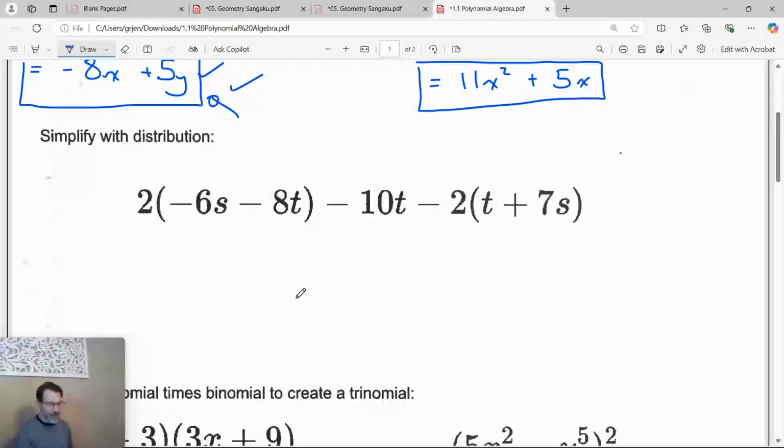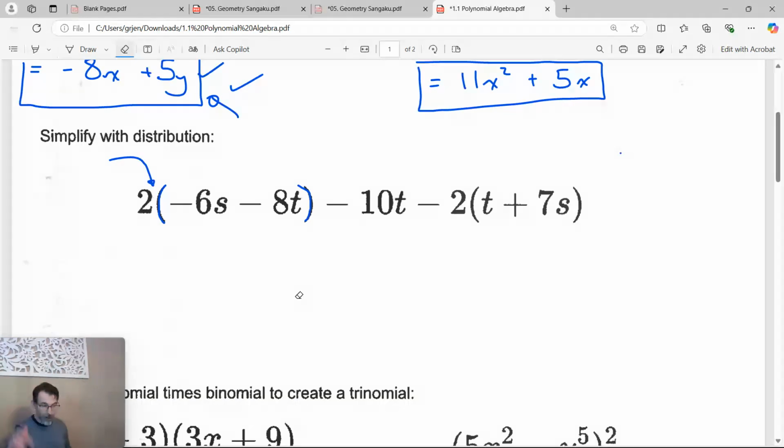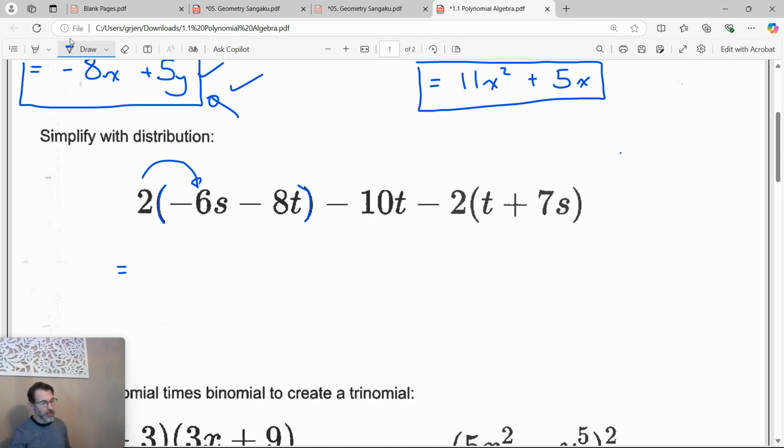Okay, then we might find ourselves in these situations where we have brackets with nothing to do inside them, but we have this multiplication. That notation, when you have a number right next to a bracket, means please multiply that number by the whole bracket. So we're going to use the equal sign again to tell our reader that what comes next is the same. And I'm going to do this multiplication by multiplying 2 times negative 6s. That will be negative 12s. And then 2 times negative 8 is negative 16 multiplied by t.